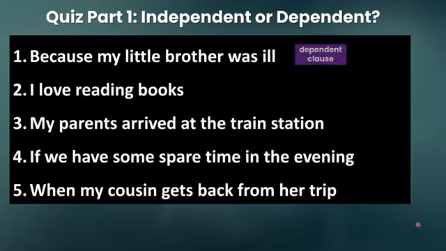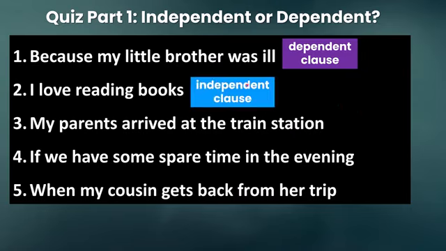Okay, so number 1 is a dependent clause. This clause is not a complete sentence. We're missing information. The word because makes it a dependent clause. We need an independent clause to complete it. We didn't go to the party because my little brother was ill, for example. Number 2 is an independent clause. We could add a period, and this makes sense on its own.